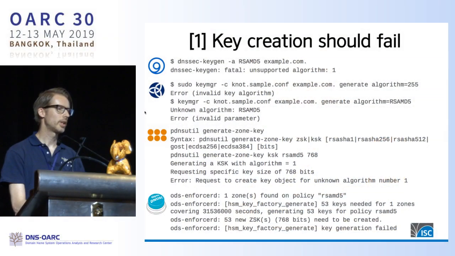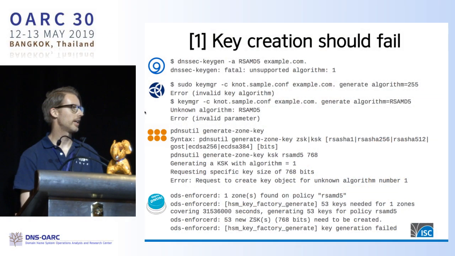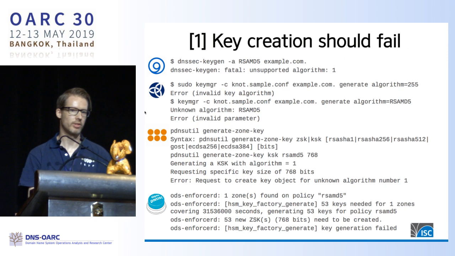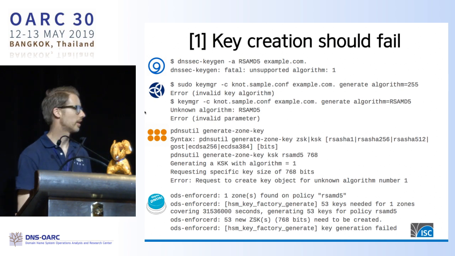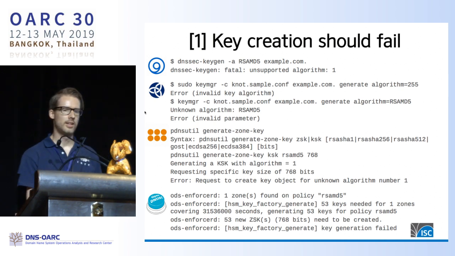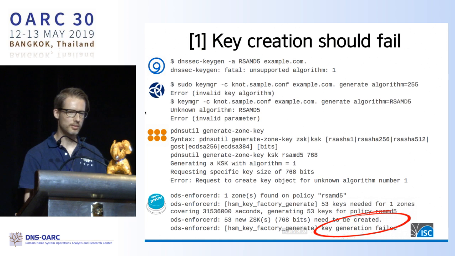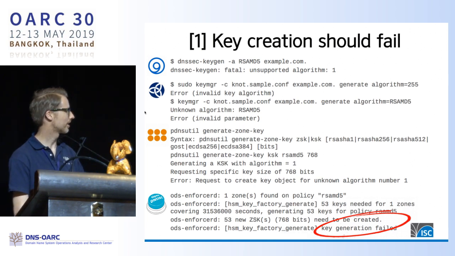So key creation, if you provide it with an unsupported algorithm, should fail, right? Because you don't know the algorithm. This is the output I got from the name servers I tested. And yeah, they basically all work. So all good here. Well, okay, I want to highlight one thing here.